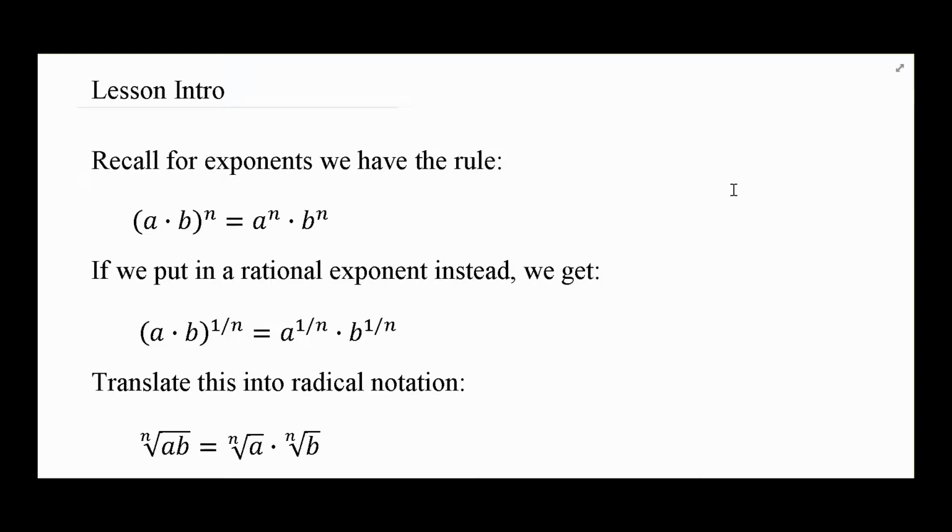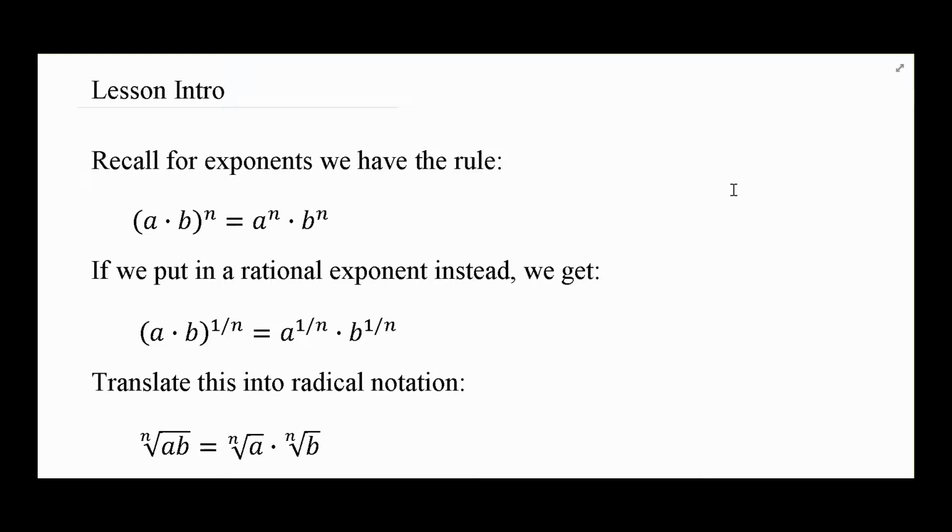Now, we had a rule of exponents that was the power over a product rule that said if I have a times b and I raise it to the nth power, I may as well have just raised the a to the nth power and the b to the nth power. Now, this is true whether that power, that n, is a fraction or not. So we could have a times b to the 1 over n and take each of those to the 1 over n power instead.